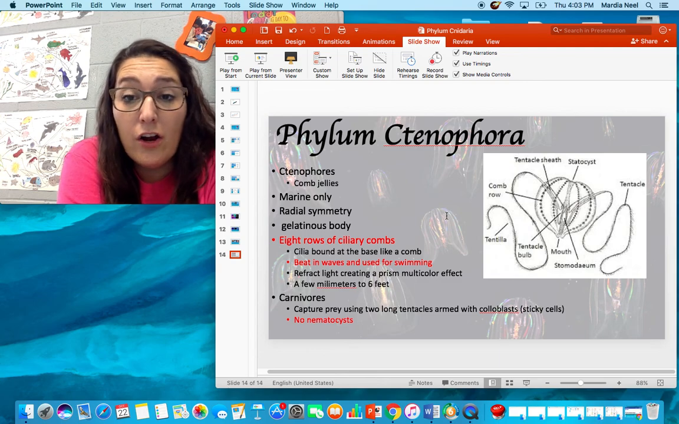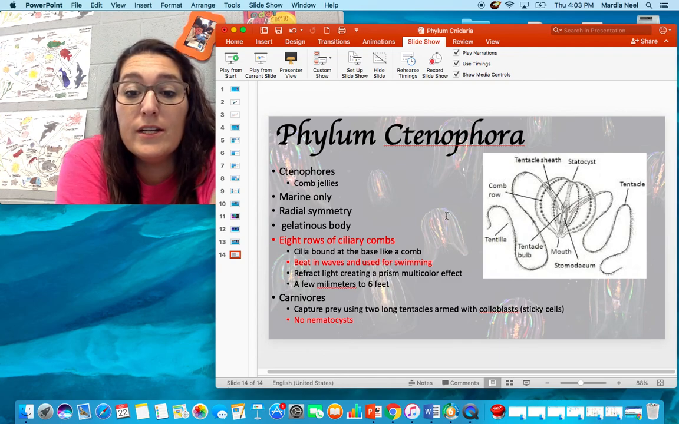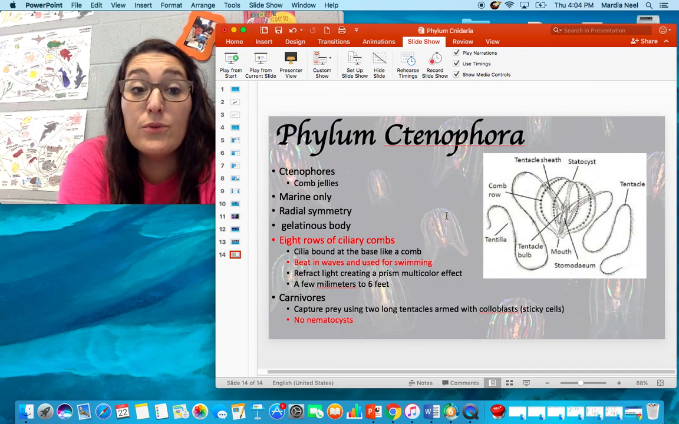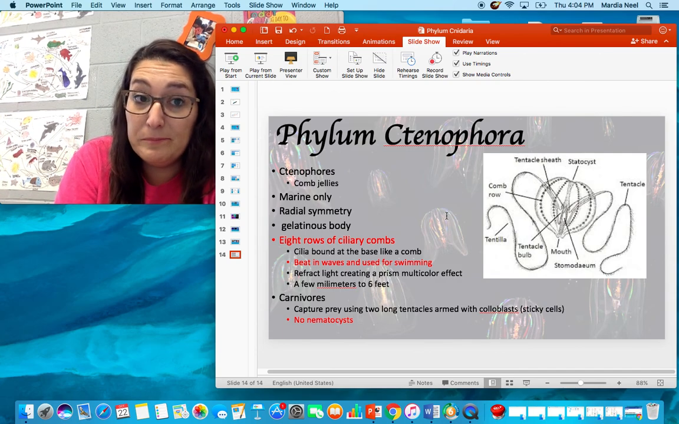And they are carnivores. They capture their prey using 2 long tentacles, armed with sticky cells. These guys do not have nematocysts, so they cannot sting you.